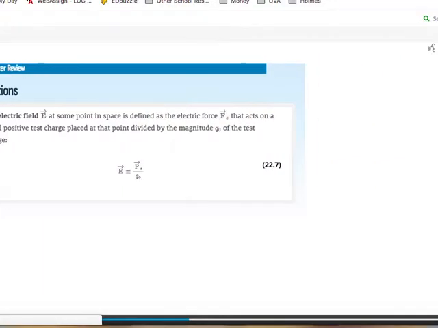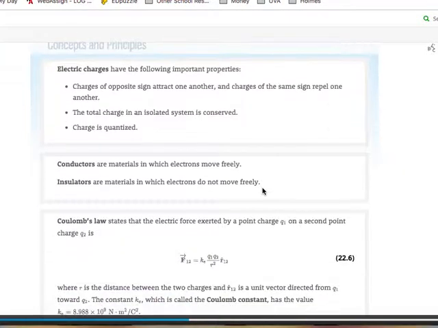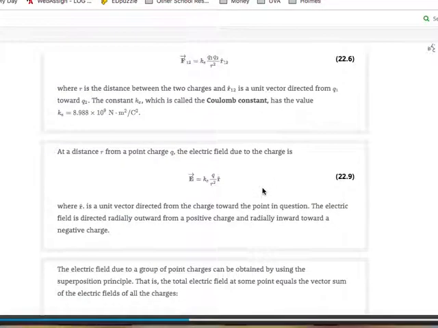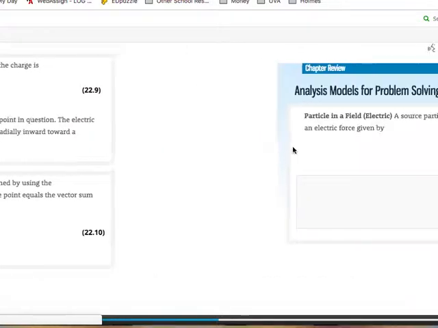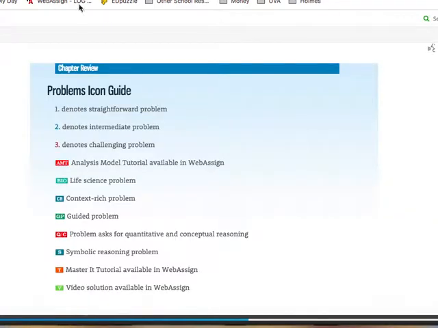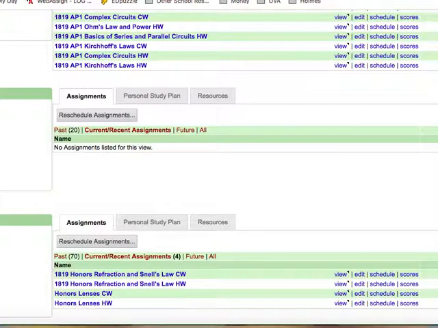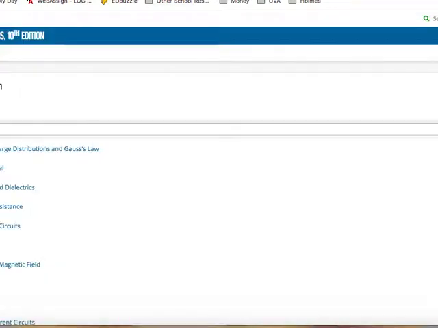Okay, there's electric field. Electric charges, y'all should be familiar with all this. I'll scroll through it, but this is also in your book. You can look it up as well. That should all be familiar. And then F is equal to QE. That's one you should probably commit to memory or understand really well. Let me go to a different one.